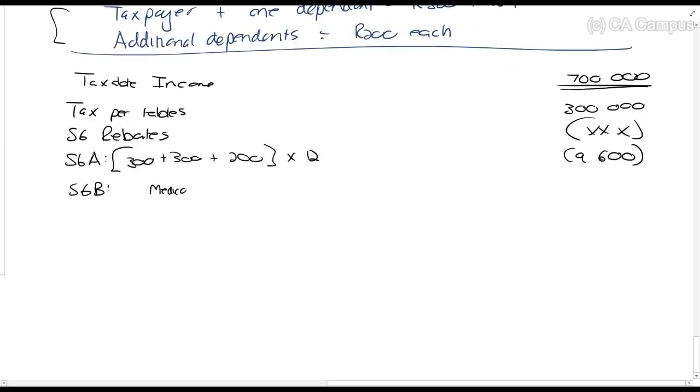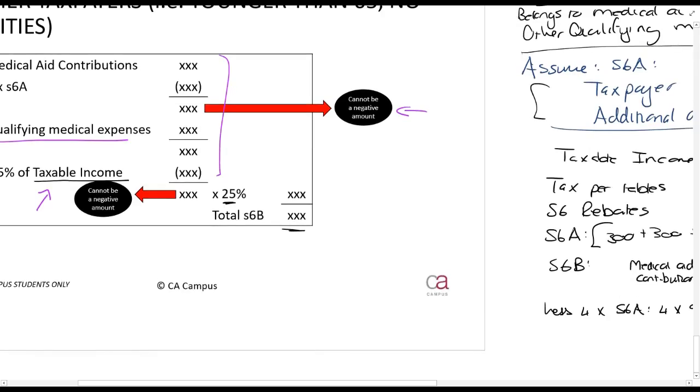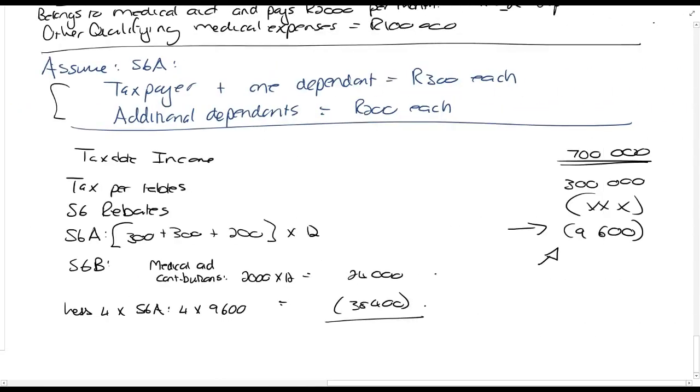So you say medical aid contributions. How much did you contribute to the medical aid? This taxpayer contributed 2,000 rands a month, we said. So 24,000 rands. You then say less 4 times section 6A. So that's 4 times whatever your section 6A amount is over there. So even if you made a mistake when calculating that, as long as you then use the correct amount, the same one that you used, it's fine. Okay, so now I want you to see 24 minus 38,400 gives me a negative amount. And it can't be a negative amount. Right, so we just make this null.